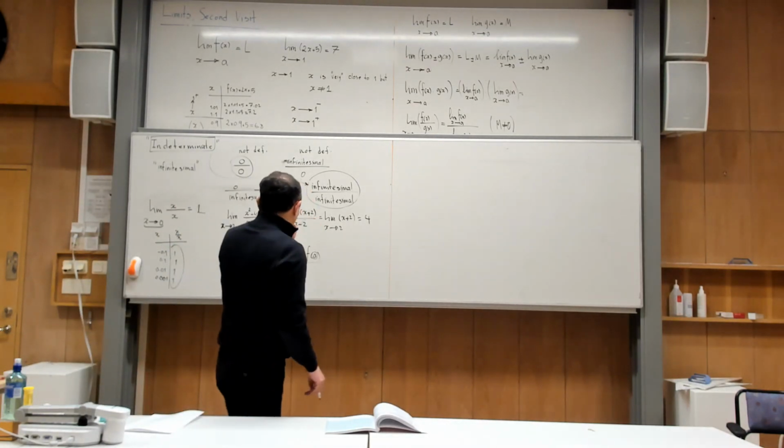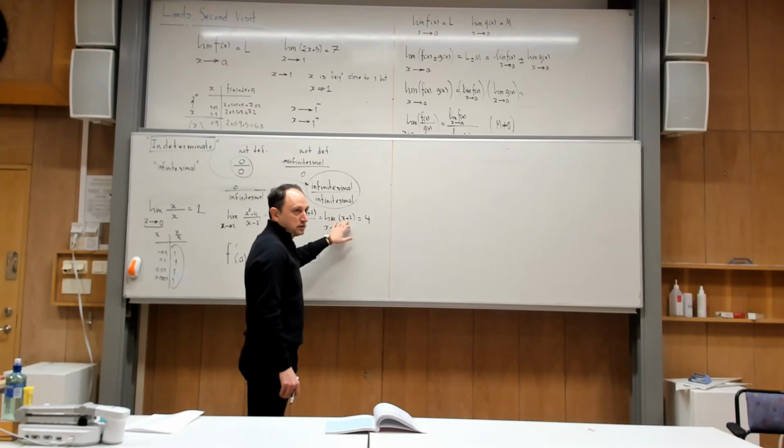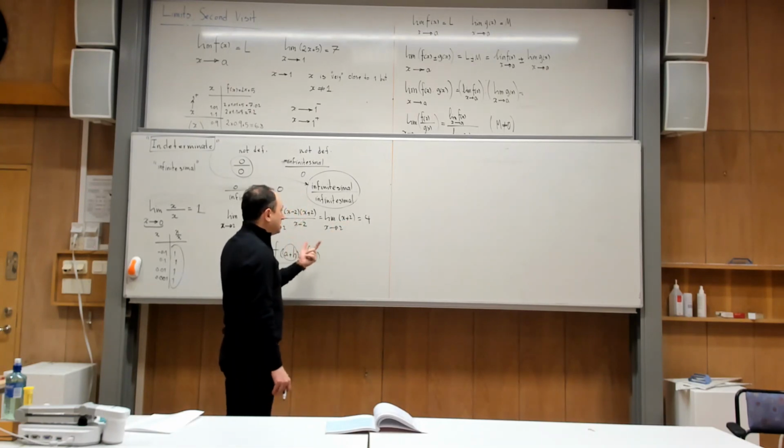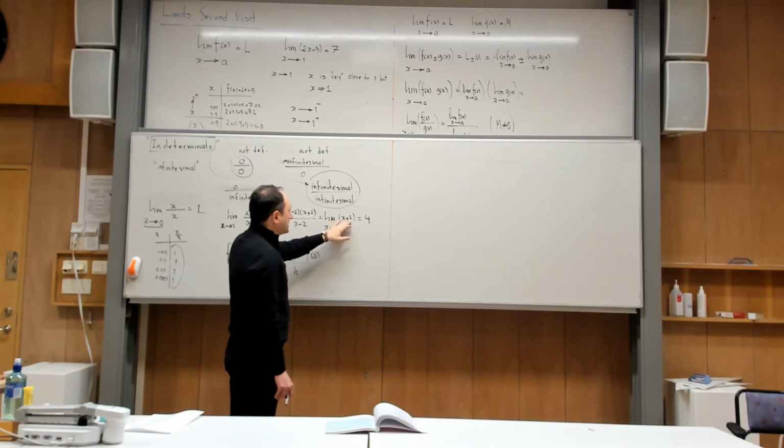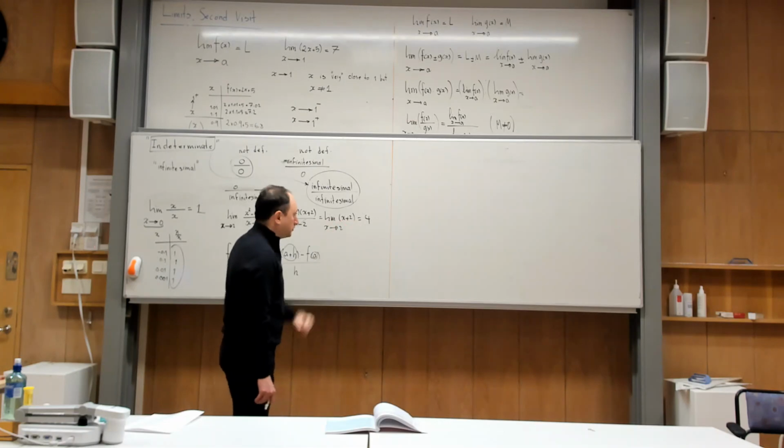I just need a reminder. I put 2 here. Okay. Yes. So again, why is this the case? Because I am saying that the value of this function is getting close to something if I make x very close to 2. That becomes 4, yes?